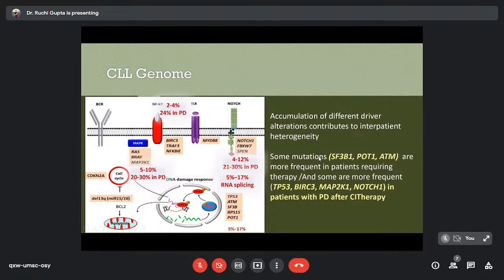So some of these mutations like SF3B1, POT1, ATM are more frequent in patients who require therapy, and some are those which are seen to be more frequent in patients who have progressive disease even after they have received therapy. So the importance of testing these genes is that they help to decide what therapy is to be given and to whom therapy should be given.